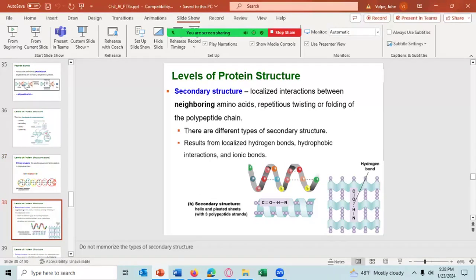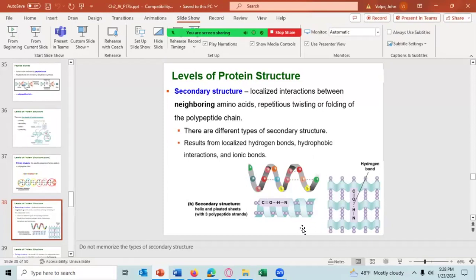There are different types of secondary structure. The video told you there are 2 you need to talk about. There's actually 3. You don't really need to know these, but you can have the alpha helix, which is a shape like that or like that. The beta pleated sheet, which is a shape like this.